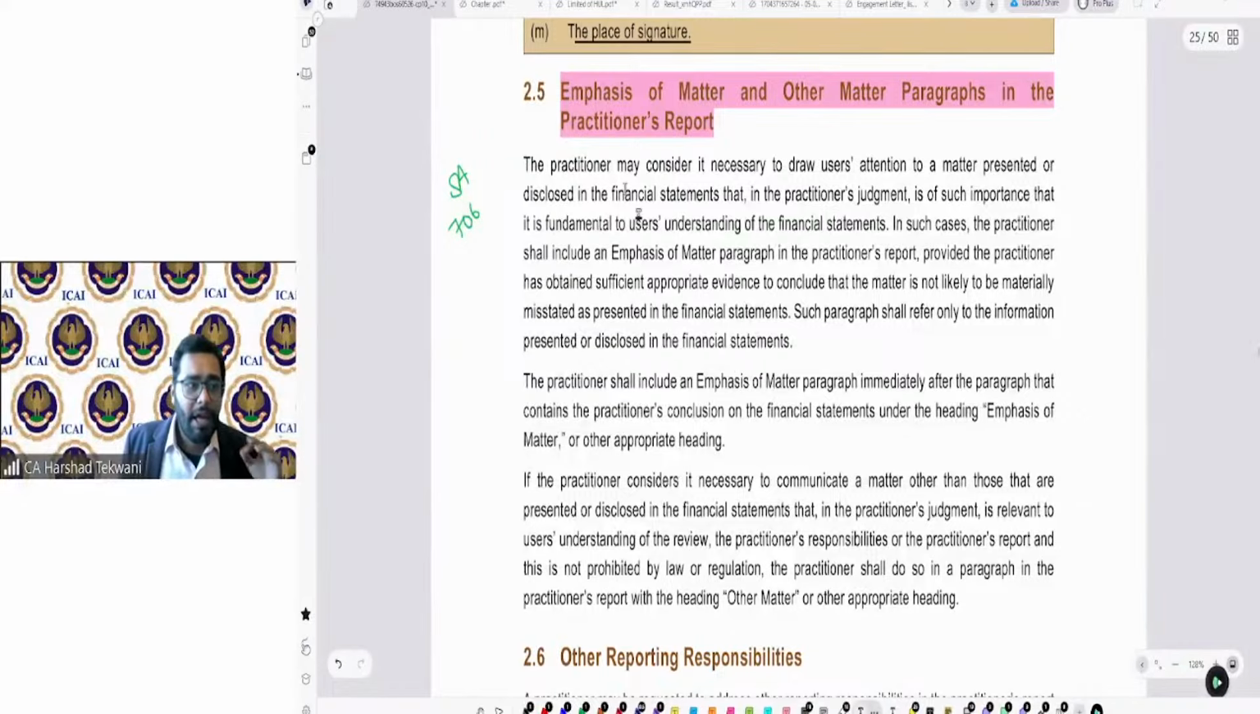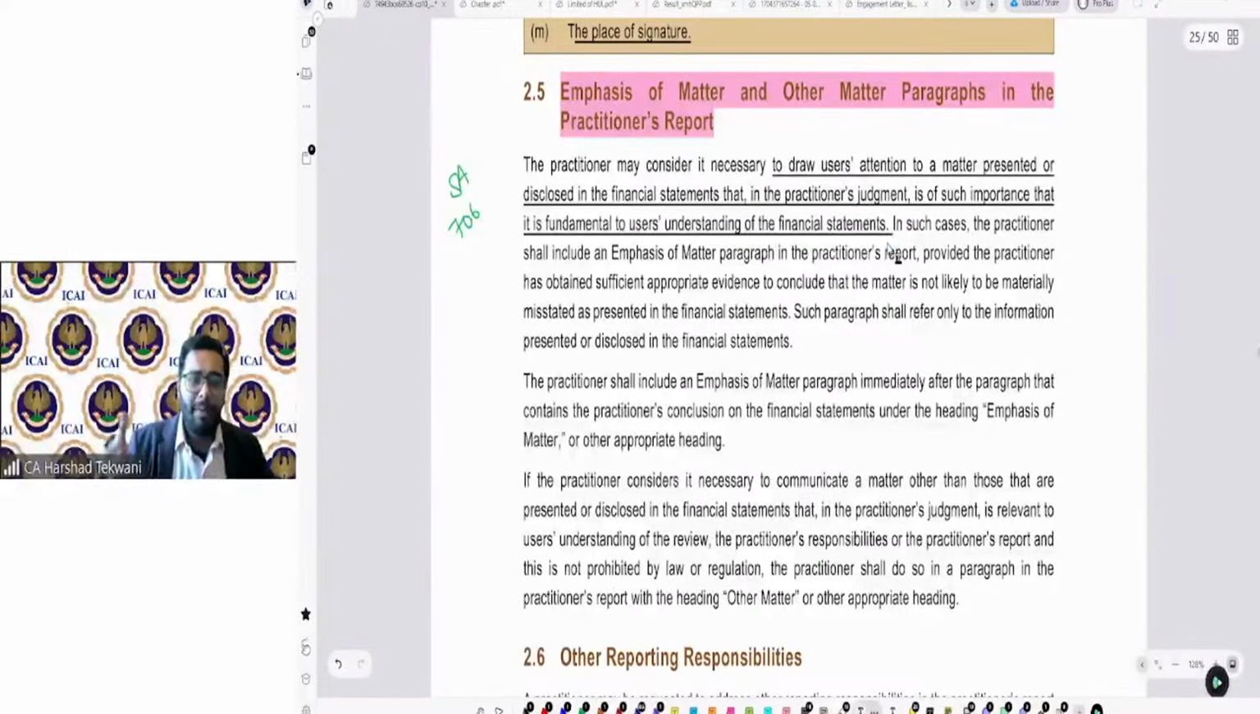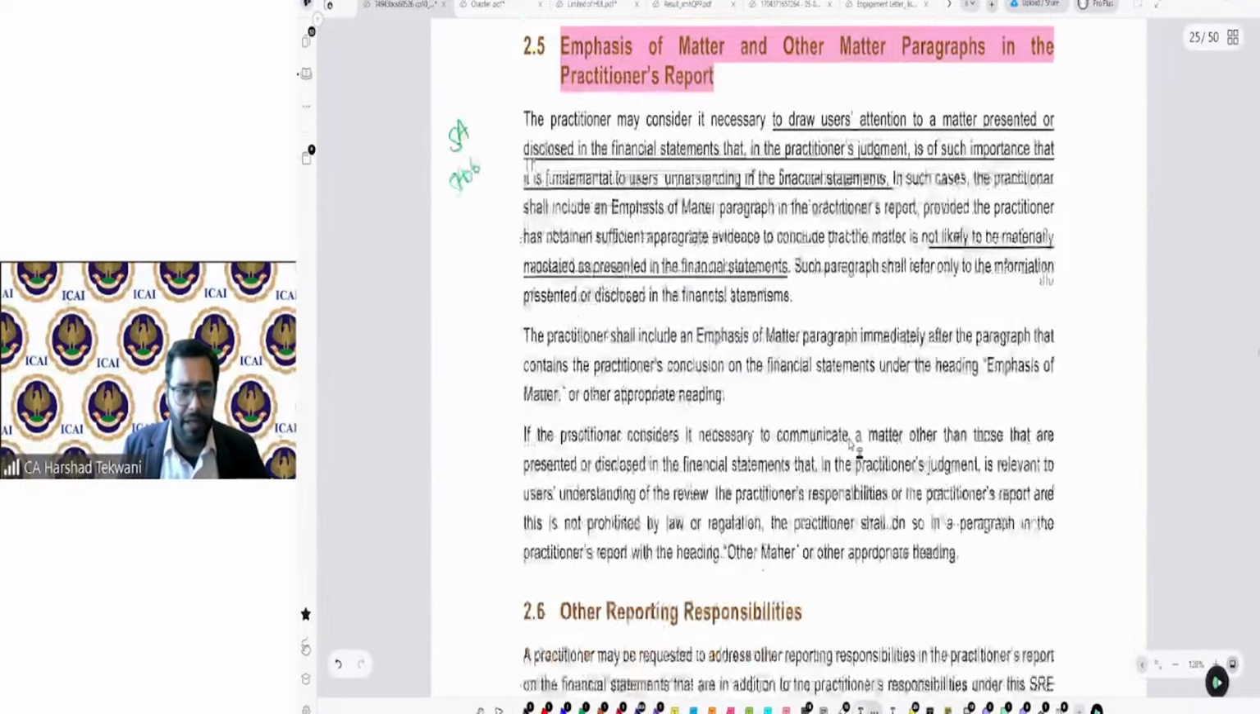It is over here also that if the practitioner considers it necessary to draw attention to a matter presented and disclosed in the financial statements, which in the practitioner's judgment is of such importance that it is fundamental to the users' understanding of the financial statements, then such a matter can be presented in an EOM paragraph. Draw attention to the already disclosed matter, and that should not be a qualification or misstatement. So if it is not likely to be a material misstatement presented in the financial statements, then only you can go to an EOM paragraph, the way we have in SA 706. Similar lines, there is nothing difficult, nothing changed here.